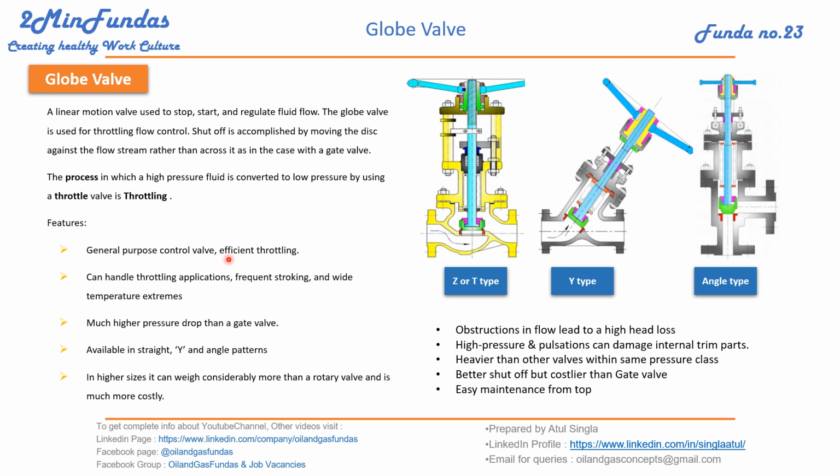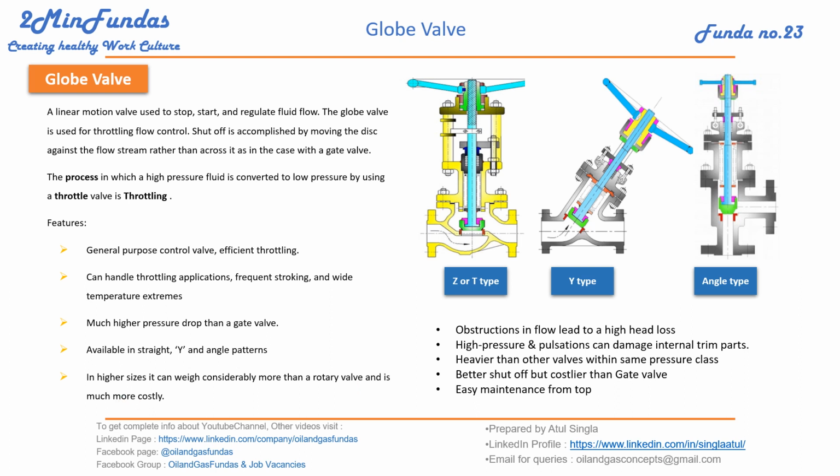General purpose control valve, efficient throttling. Throttling is the main purpose for this valve. These valves can handle throttling application, frequent stroking and wide temperature extremes. Much higher pressure drop than gate valve. Available in straight, Y and angle pattern, as we discussed. In higher sizes, it can weigh considerably more than a rotary valve and is much more costly.